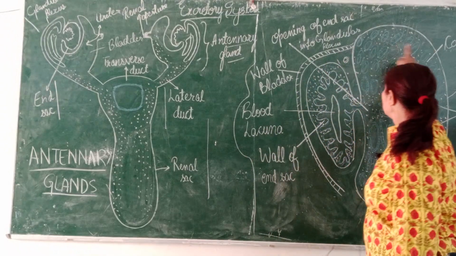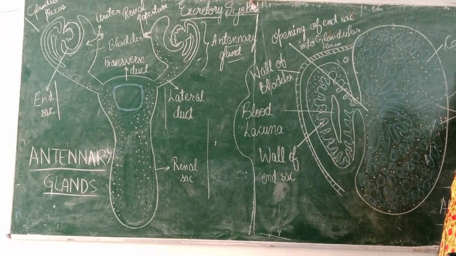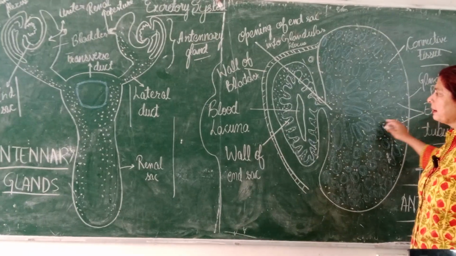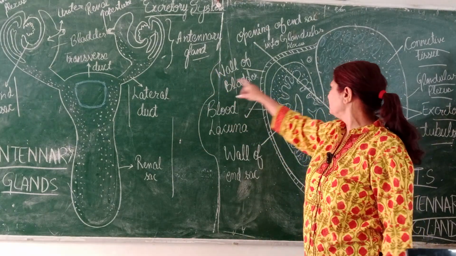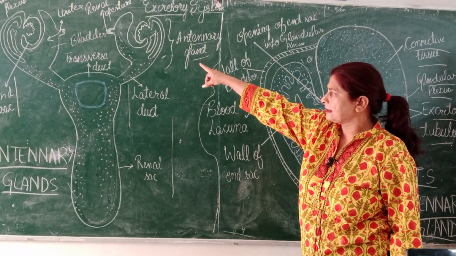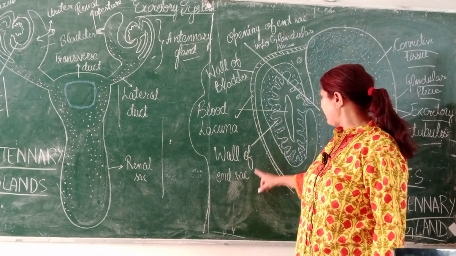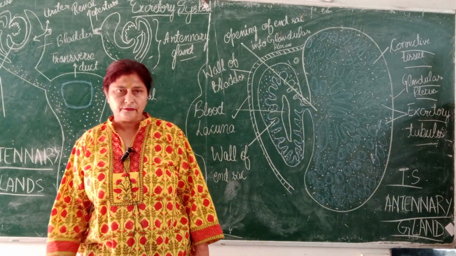This is the basic histology. It is made up of connective tissue, glandular plexus and excretory tubules. These excretory tubules are equivalent to the nephrons present in our kidney. Here you can see the blood lacuna which I told you about in the case of the end sac. Clear? Wall of the end sac is convoluted. Now, physiology.